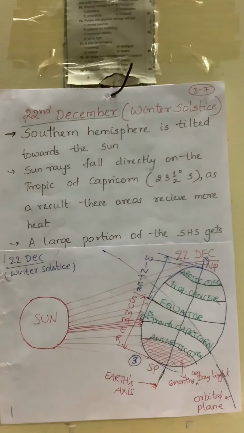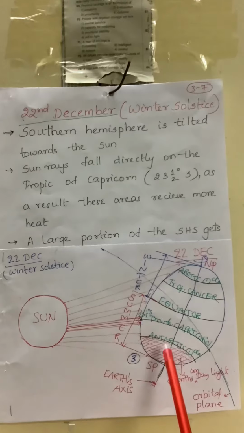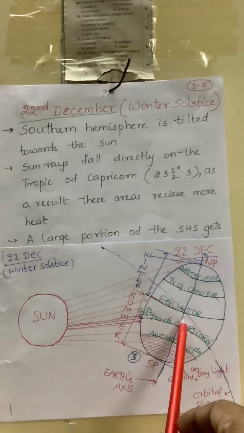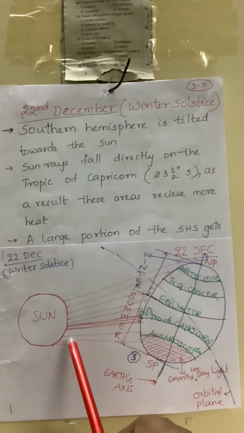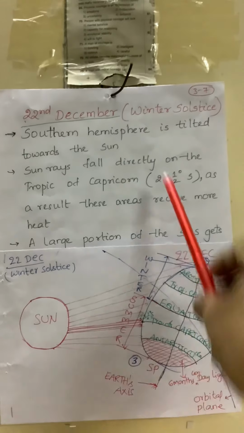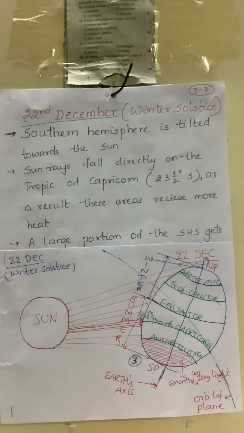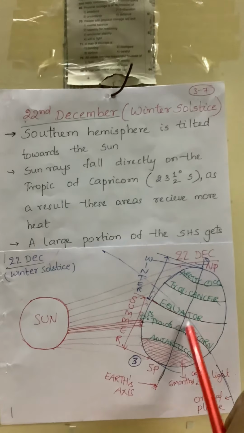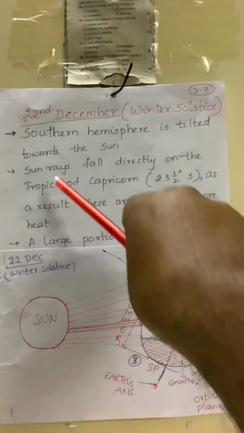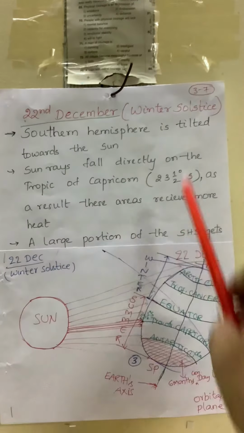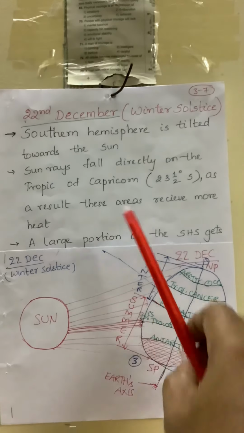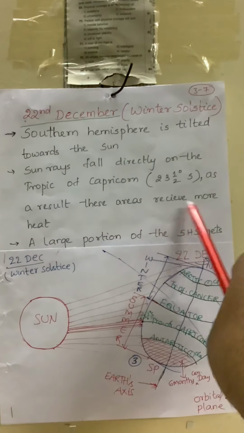So next important date is 22nd December. Here the southern hemisphere, that means the portion between the equator and the south pole, is tilted towards the sun. This position of the earth is known as winter solstice. At this position, because the southern hemisphere is tilted towards the sun, the sunrays directly fall on the Tropic of Capricorn, 23.5 degrees south. As a result, these areas receive more heat.